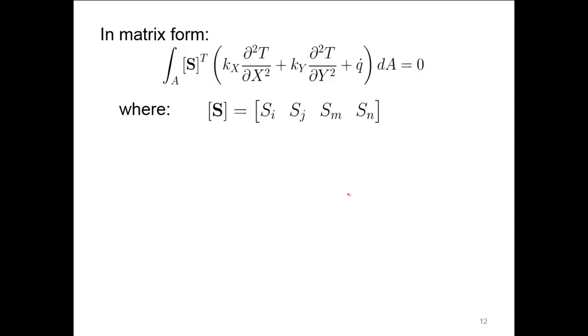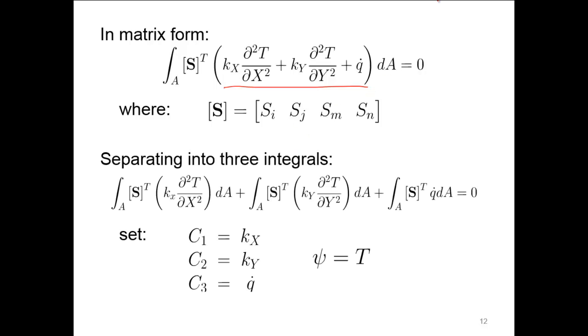All right, so in matrix form, what we come up with is the transpose of the shape functions. If the shape function is a row matrix, it would be the transpose of that, times the governing equation, all that integrated over the area. All right, so we can separate this into 3 integrals, one for the conduction in the x direction, conduction in the y direction, and then the heat generation term. And we could generalize this and set C1 equal to Kx, C2 equal to Ky, and C3 equal to Q dot. And our phi, or psi here, is equal to the temperature.